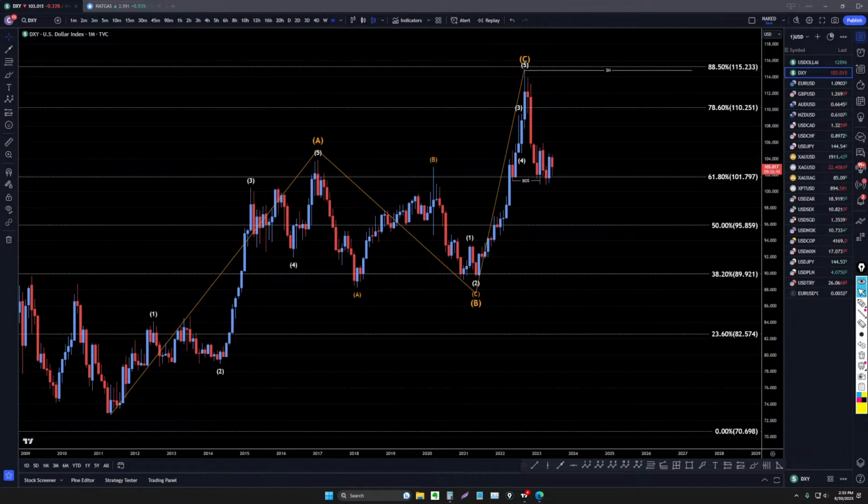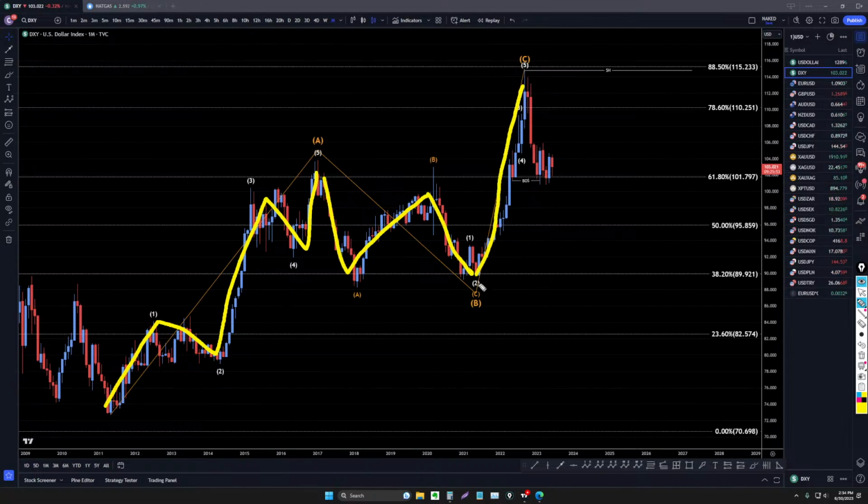So let's get to the charts, and let's start off with the DXY on the monthly. I still believe that the DXY monthly is a 1, 2, 3, 4, 5 of A. I still think it is an A, B, C of B, and I still think this is a big uptrend for a wave C. I think this big impulsive move to the downside with this break of structure probably is the end of a correction right at a Fibonacci level.